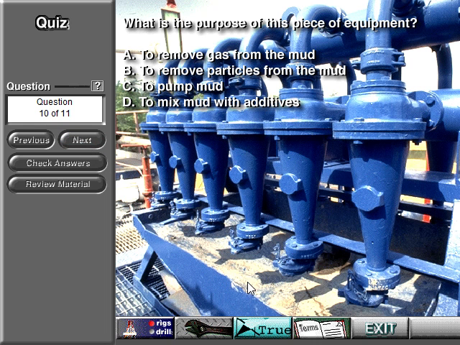What is the purpose of this piece of equipment? A. To remove gas from the mud. B. To remove particles from the mud. C. To pump mud. D. To mix mud with mud additives. That's right. This is a hydrocyclone. The mud swirls around, forcing particles to fall down the sides of the cone.